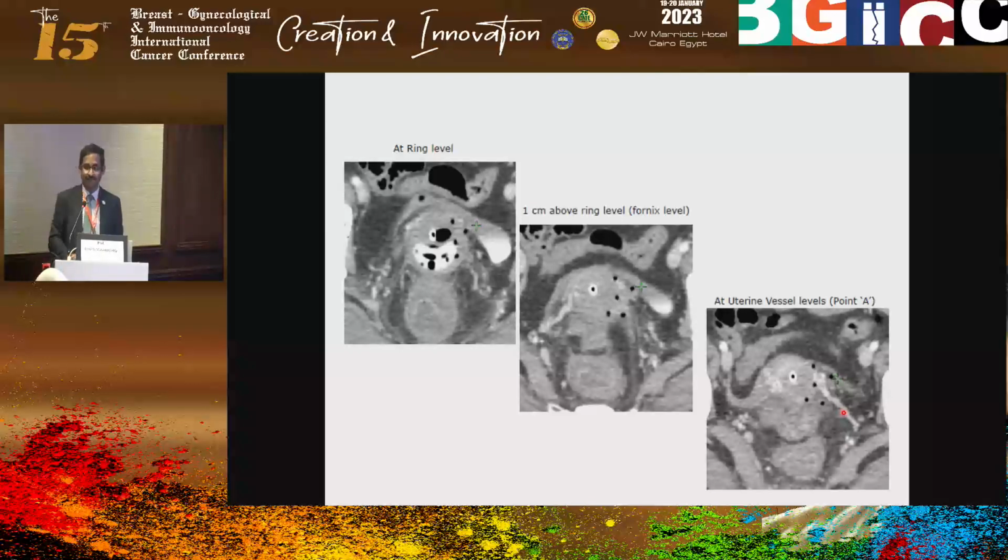It correlates. So at 2 centimeters more or less you are seeing the uterine artery. So anatomically, your parametrial tissue is between these 3 slices only. Okay.